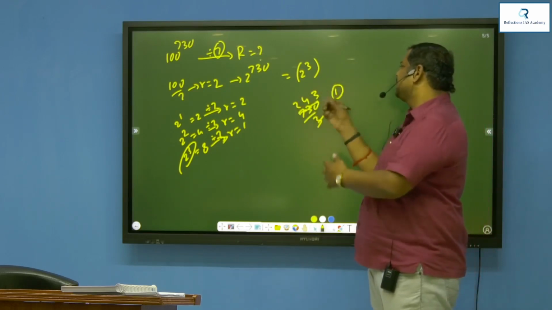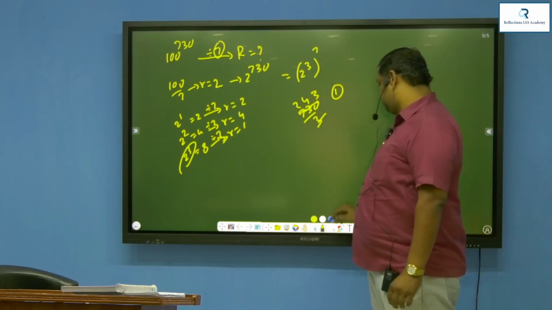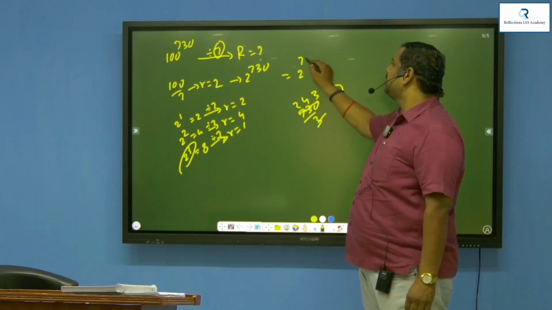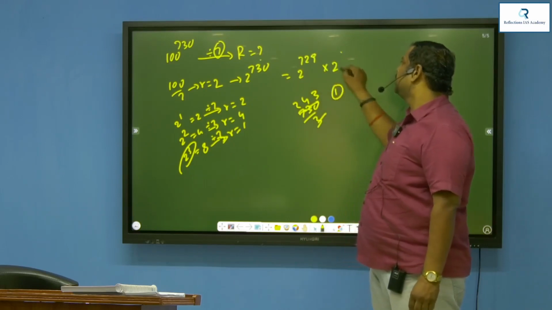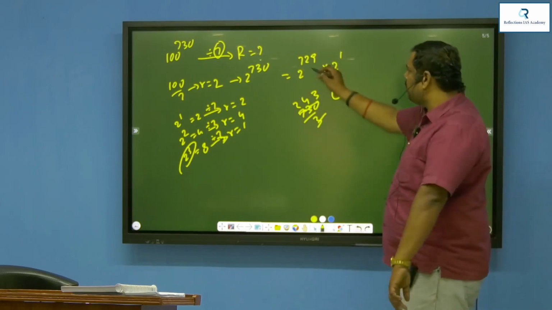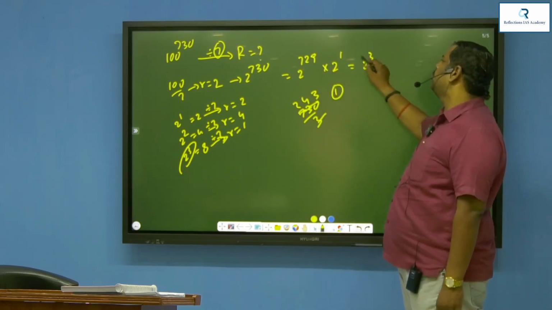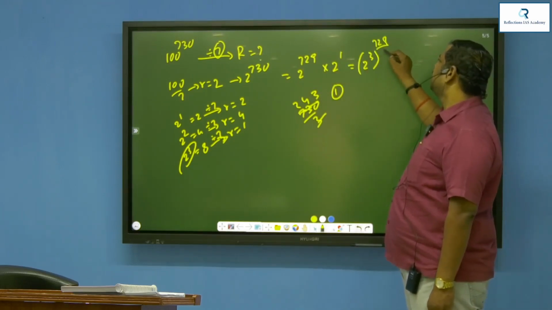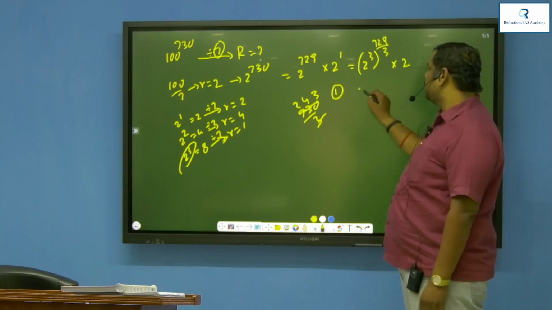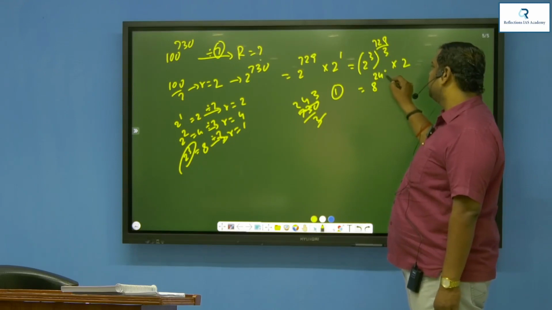That's why what I will write is, first step I'll do like this, since it is the first time. 2 power 729 into 2 I will write. Okay. 2 power 729 means as usual 2 cube whole power 729 by 3, into 2 I will keep. Okay, this will be how much here? 8 power 243 into 2.